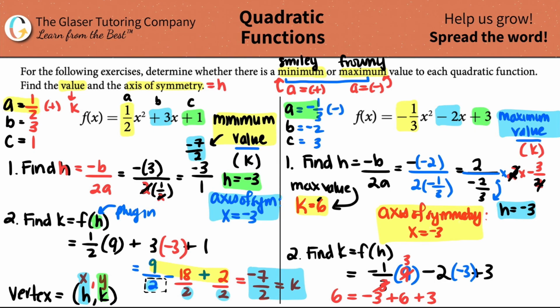So I have a max value of 6. This was equal to a 6. And my axis of symmetry is really the h, which is x equals negative 3. But that's it. If you guys want to plot it, go plot it and see what the graph actually looks like. All right? So hopefully this helped.